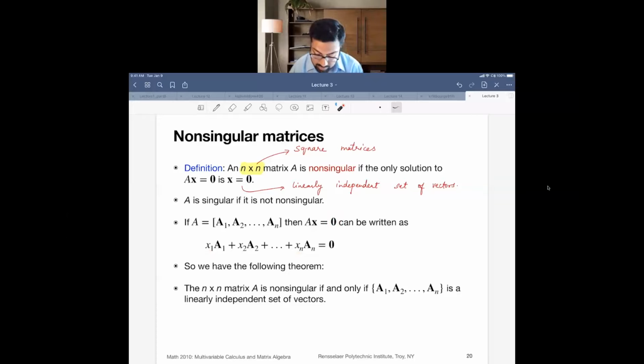So we have the following theorem. An n by n matrix A is non-singular if and only if the set of vectors a1 through an is a linearly independent set of vectors, right? Linearly independent set of vectors means x equals 0 is the only solution, the trivial solution. So if that's the only solution that is possible, then you can say that it belongs to the square matrix which is non-singular.